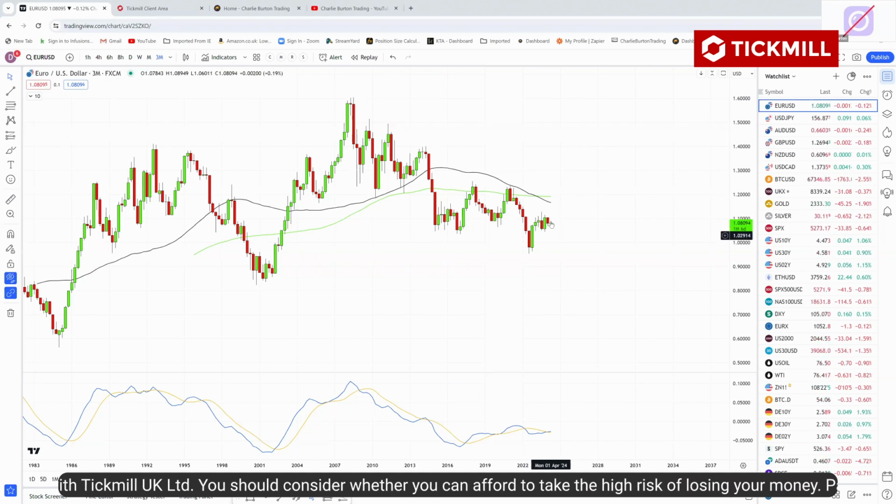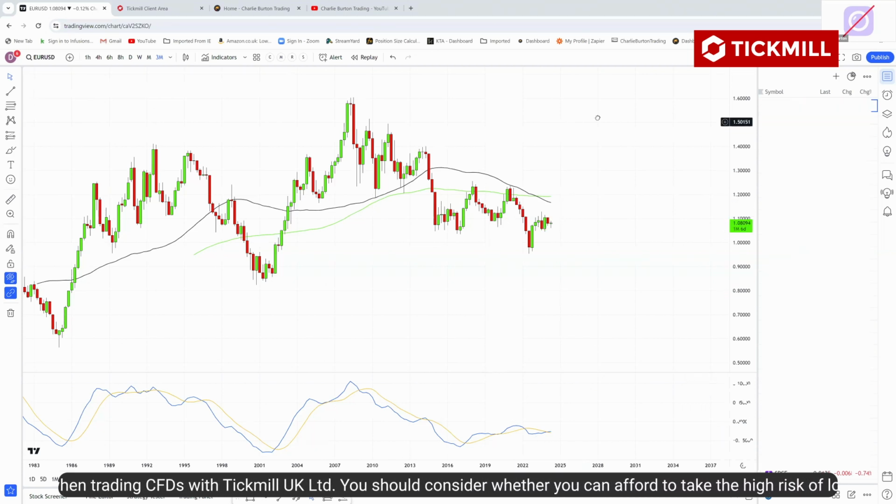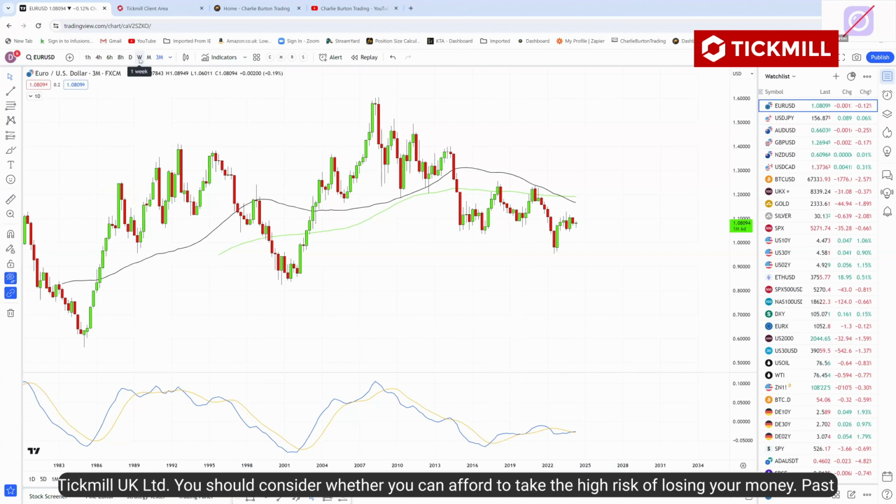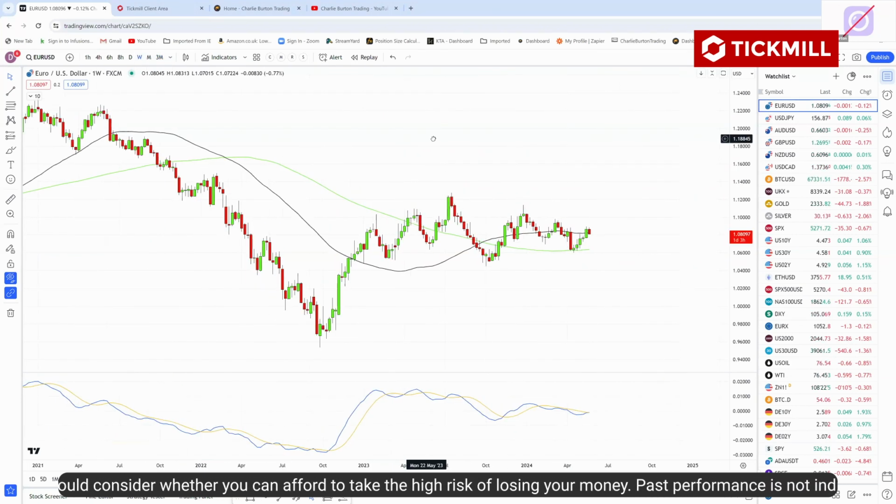But that doesn't mean to say that in the short term price isn't going to go up and down or whatever. So that's just a template now for the foreseeable. Let's now go down to the smaller time frames and see what we can find.